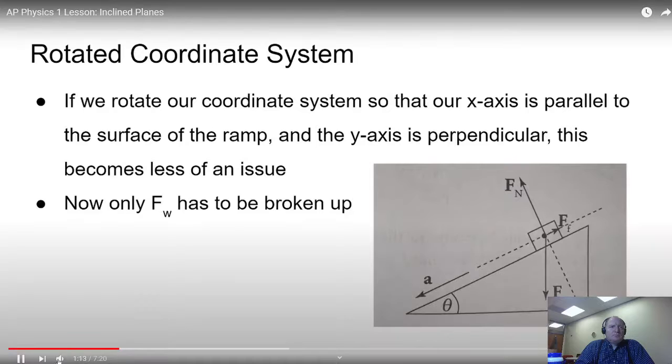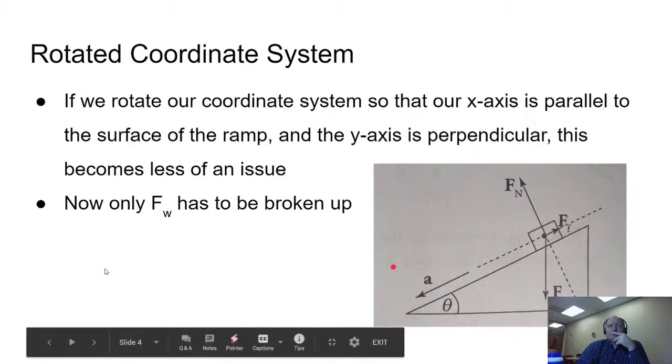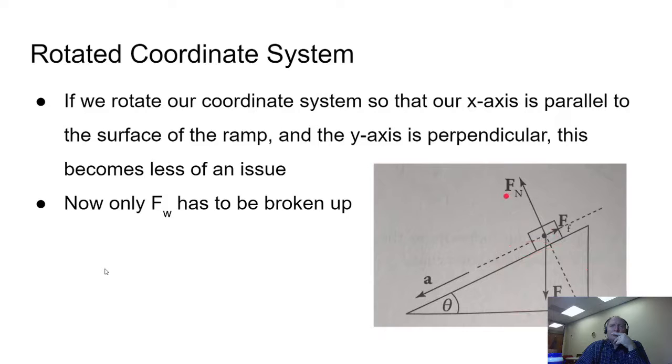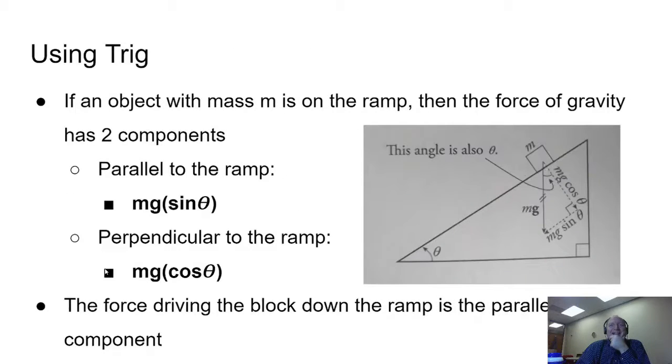If we rotate our coordinate system so that our x-axis is parallel to the surface of the ramp and the y-axis is perpendicular, this becomes much less of an issue. Now, as you can see, our normal force is perpendicular to the surface, our friction is parallel to the surface, and our acceleration is parallel, and now only our force of weight has to be broken up. And how are we going to do this, I hear you asking? Well, we've got to use some trigonometry.